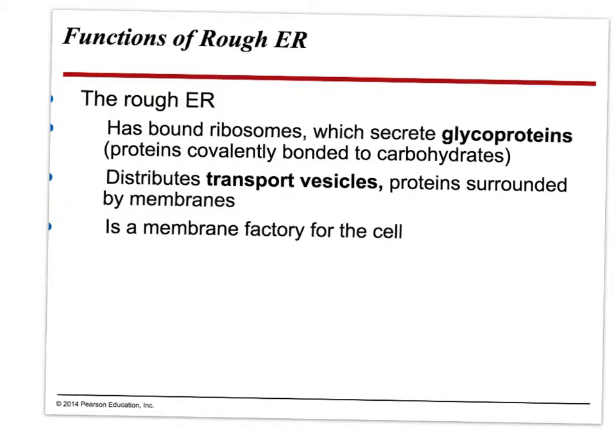So if I told you insulin was a protein and it's produced in the beta cells of the pancreas, where in those beta cells do you think it's produced? The rough endoplasmic reticulum. Why? It's going to be secreted from the cell. We'll use insulin as our example. In the beta cell, it's produced into a transport vesicle, and then it goes from the rough ER to the Golgi apparatus.